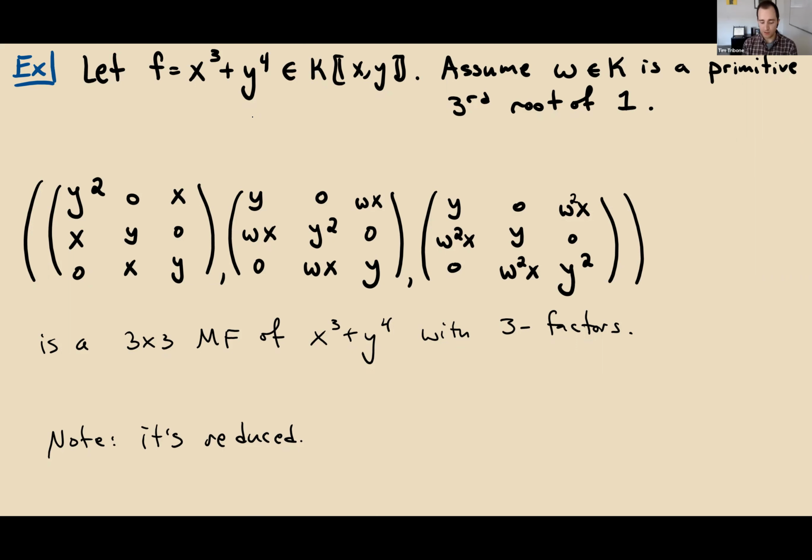There is a construction, maybe to say one more thing: if you have a homogeneous polynomial of degree D, you can build some D-fold matrix factorization. How big would they be? It depends on how many terms there are, but they're going to be 2 to the power D or something like that, or D minus 1. I can't remember exactly.